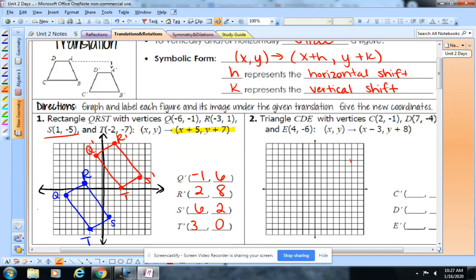1, 2, 3, 4, 5. 1, 2, 3, 4, 5, 6, 7. And there. Okay? So that's how you check yourself. Does that make sense? Okay.